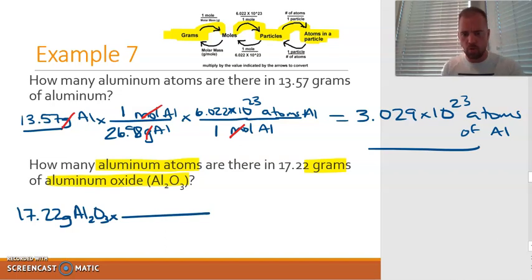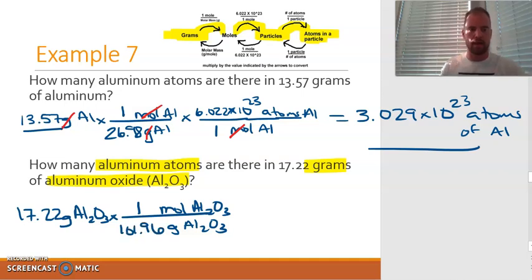First thing we need to do is go from grams of aluminum oxide to moles of aluminum oxide. Remember, moles are the central unit. Once you're in the mole, you can get anywhere. So 1 mole of aluminum oxide will weigh how much? This is where we need to do the molar mass. 26.98 is the mass of aluminum times 2, plus 16 is the mass of oxygen, but times 3. Looks like the molar mass is 101.96. So that's my molar mass, and that's going to make my grams cancel.